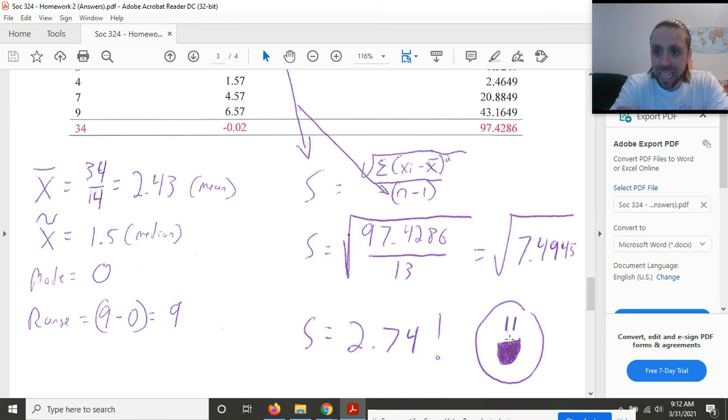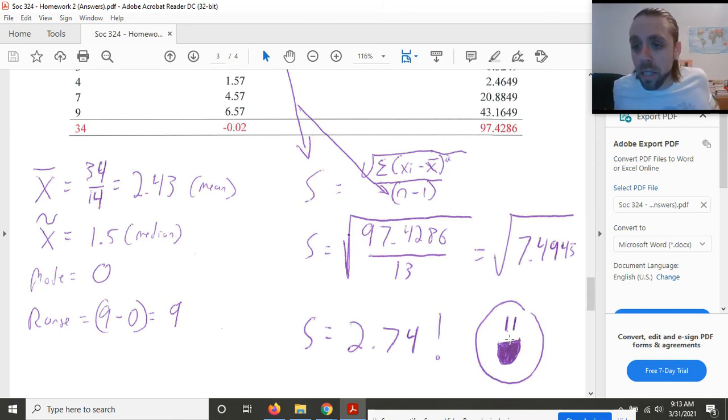That number, 7.4945, is the sample variance. That number is expressed in squared units. In order to take away that squared property, I must take the square root now. By doing that, I get my answer of 2.74. The standard deviation is 2.74.